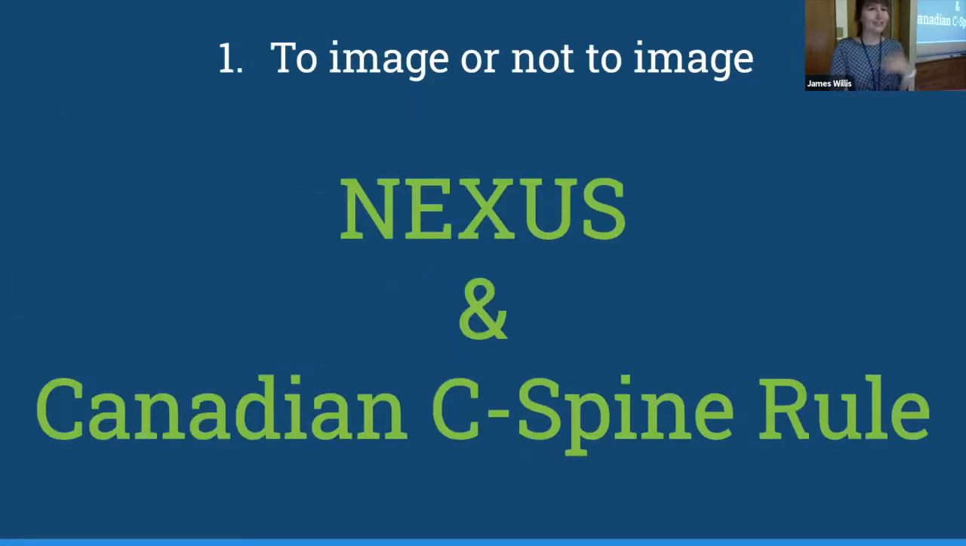So first, to image or not to image. Maybe luckily or unluckily, there are these two well-defined clinical decision rules that can help us. I think it's really helpful for people at lower levels like we are, who are still developing our clinical gestalt, to have these tools in our toolbox.